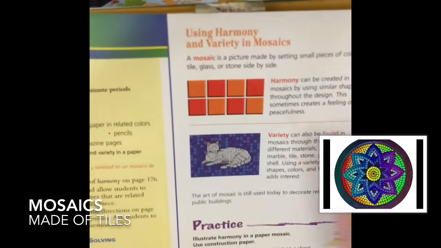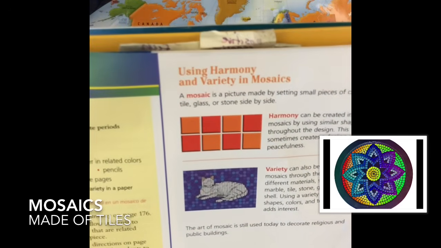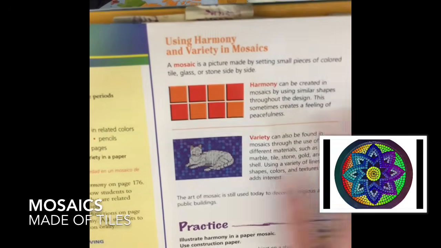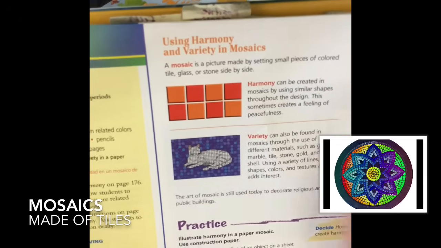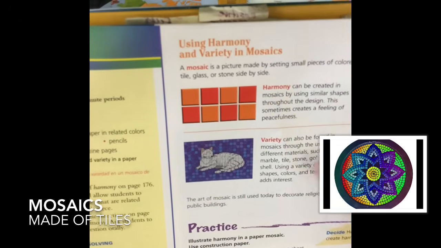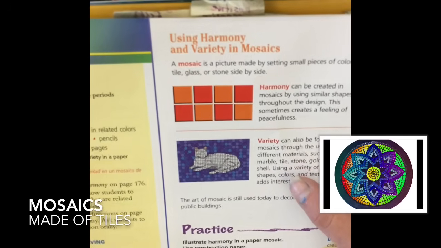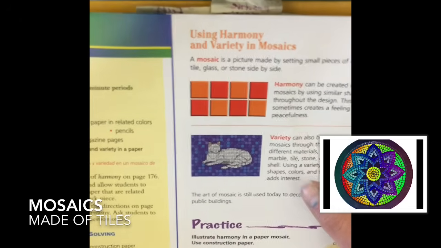So what is harmony? Well, first, a mosaic is a picture made by setting small pieces of colored tile, glass, stone, or even paper side by side. Harmony can be created by using similar shapes. So if you use all squares, that can make harmony. Variety can also be used by using different colors and different shapes. So you can use different colors and shapes, and this one is a cat.